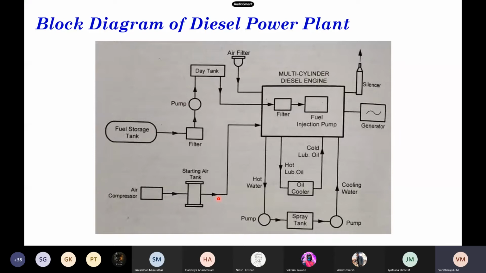One is the engine starting system. During cold conditions, the engine won't start on its own, because the compression ratio has to vary due to the temperature drop in the atmospheric air. Therefore, we need to compress the air. Before entering the diesel engine, the air is compressed through the compressor and stored, and then it is sent to the multi-cylinder diesel engine through the starting air tank.